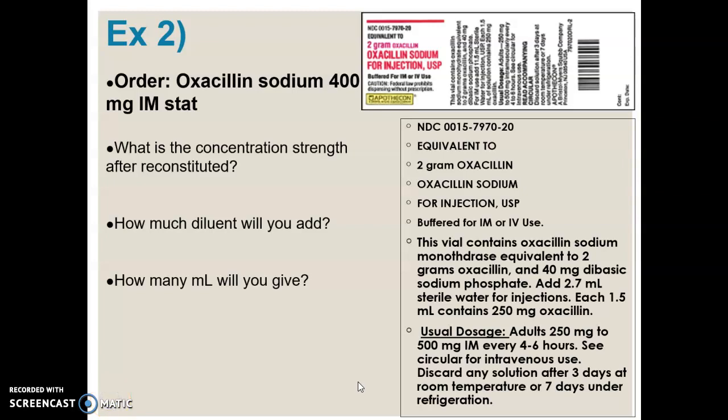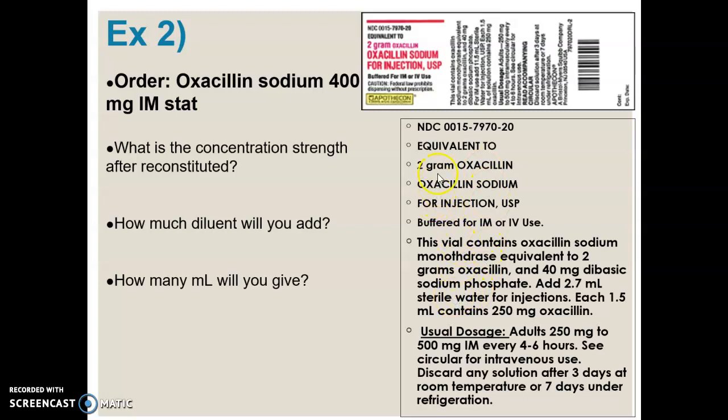Okay, here on number 2, we've got an order for oxacillin sodium, 400 milligrams, intramuscular stat. Now, the label here was not clear enough for you to read, so I went ahead and typed it all out. I think you'll have one of these on your homework or your quiz where I couldn't get a good enough visual on the label, so I had to type it out for you.